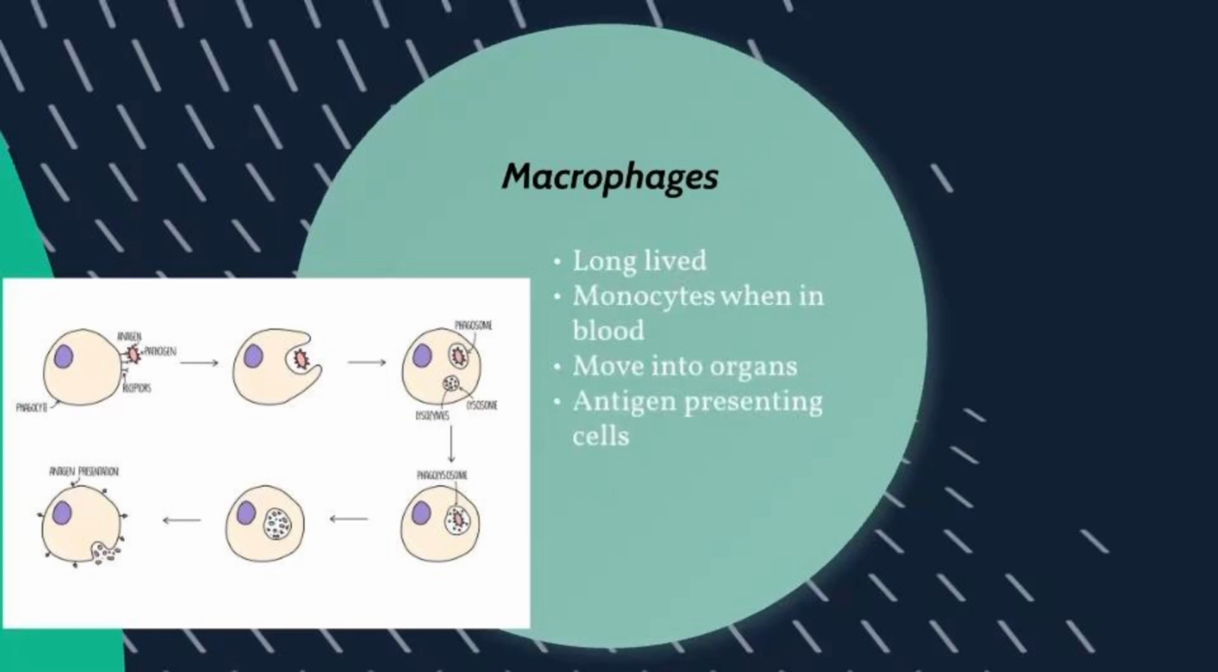At this point, other cells, so lymphocytes, which I'm going to go on to in a minute, can come over and see these antigens that are displayed by the macrophages, and this helps with the immune response going forward. They also carry out phagocytosis, but an important role of the macrophage is presentation of these antigens to lymphocytes within the body.